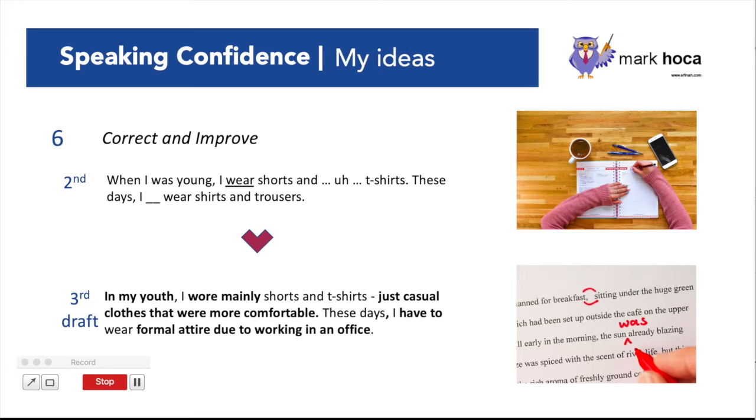Great vocabulary. And look, I've got a relative clause. That were more comfortable. A comparative, more. An adjective, comfortable. Oh, I'm scoring lots of points now. So I fixed the have to. I forgot to say that last time. And now I'm explaining why by using a linking phrase, due to. Now I'm really getting a good score.